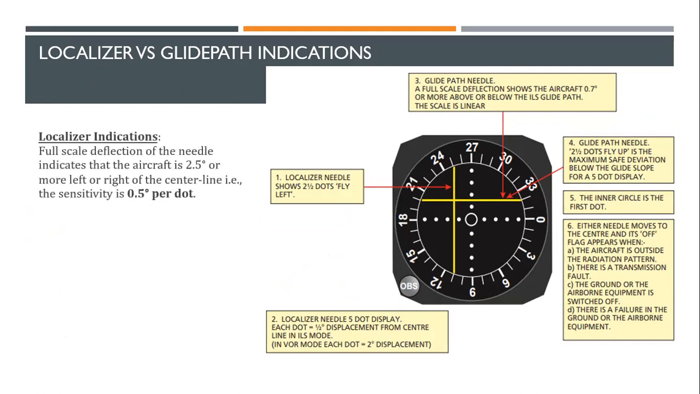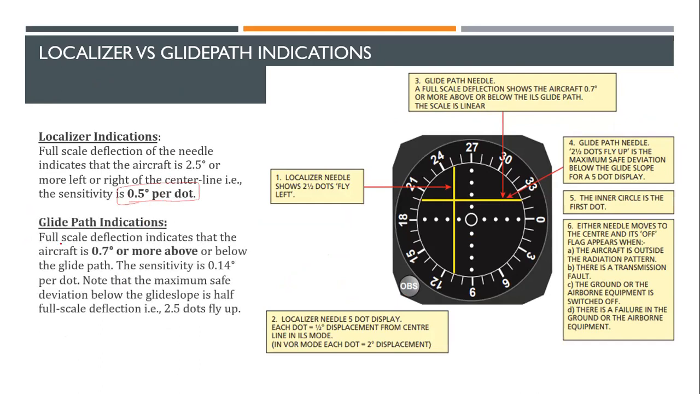All right. What is localizer versus glide path indication? I already explained it, but in my own terms, I made it in the notes. You can see this is 0.5 per dot, and the full scale deflection indicates the aircraft is 0.7 or more above. As I told you, these are dots, right? 2.5 in total. There are 5 different dots which will indicate that the aircraft is 2.5 degrees left or right of the center line.